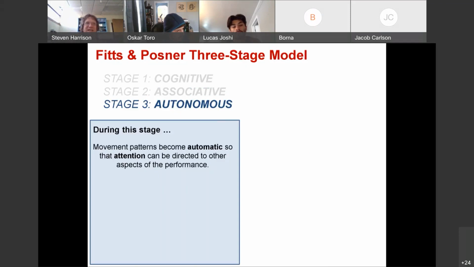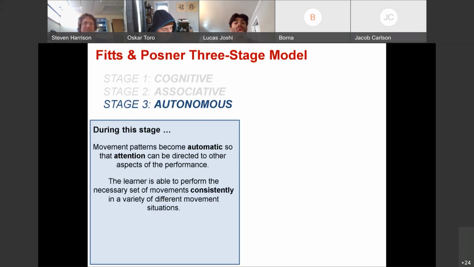Okay, during this stage, the movement patterns become automatic, which is the word we were using earlier. When they become automatic, attention can be directed to other aspects of performance. In the autonomous stage, your use of cognitive resources is going to be significantly reduced. So this connects quite nicely to what we were learning about in the last part of our postural control lecture. So what does this mean?